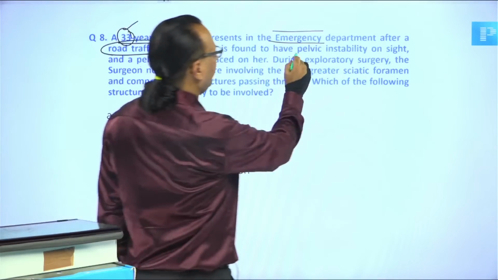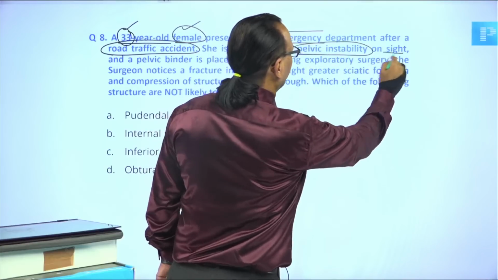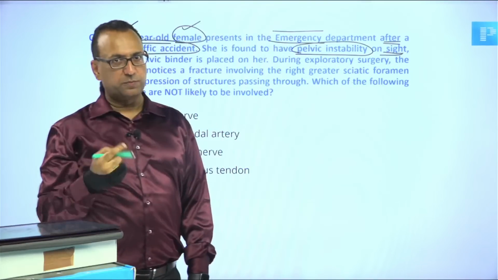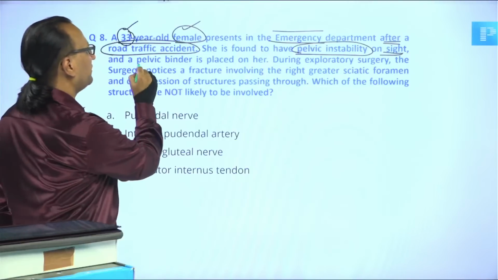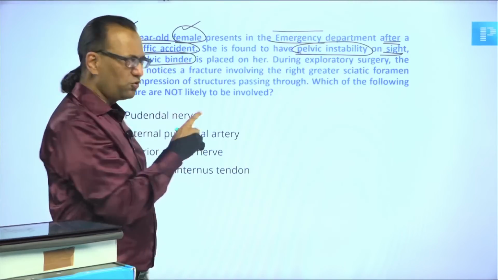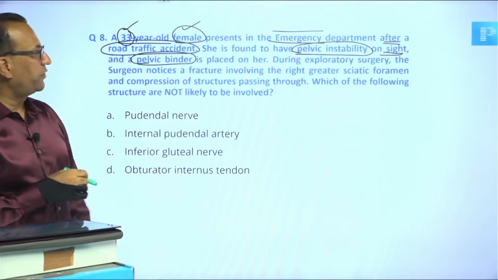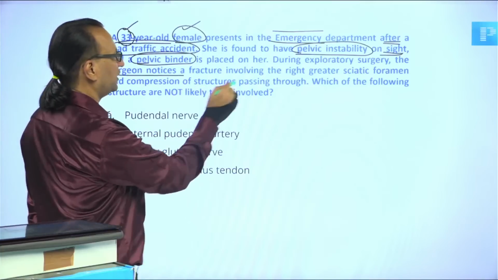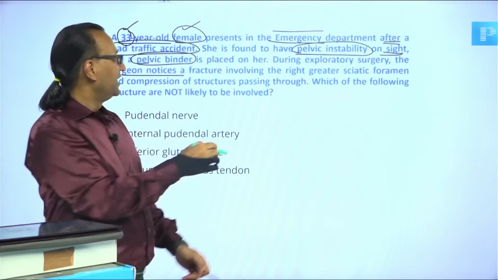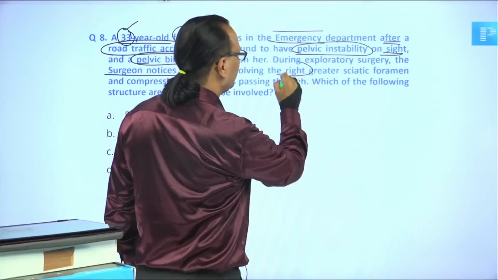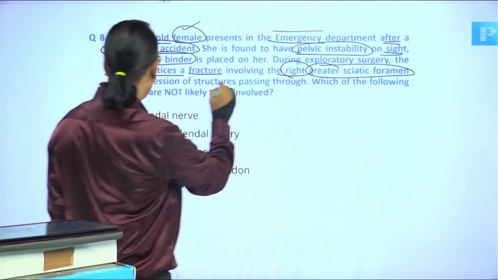She is found to have pelvic instability. This you cannot handle, you have to call the orthopedician, and the orthopedician will apply a pelvic binder. You can also apply it, no issue. During exploratory surgery, the surgeon notices, so now surgery is also going on, a fracture involving the right greater sciatic foramen.